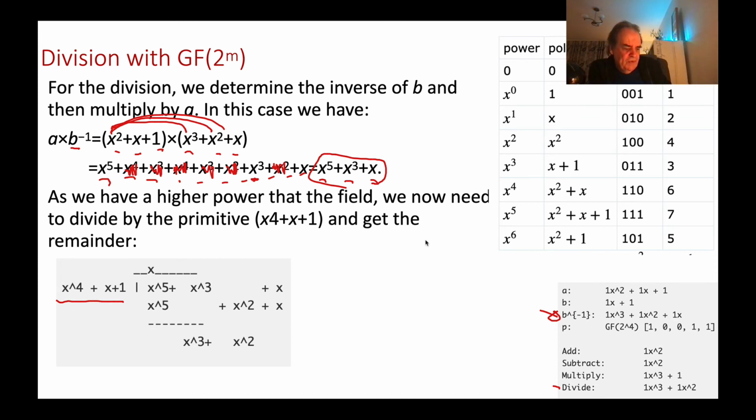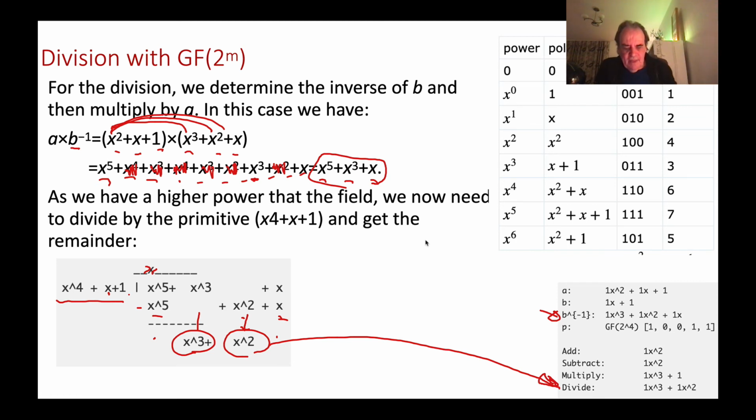So if you remember your long division, x to the power 4 plus x plus 1 goes into x to the 5 plus x to the 3 x times. Then we multiply that to give x to the 5, x squared, and x. So then we subtract them, get that, and then that will be removed. So we'll end up with x cubed plus x squared, which is the result that we have here. Okay, so that's the add. The subtract is just the same as add. Multiply, we've seen the operation, and then the divide in here.